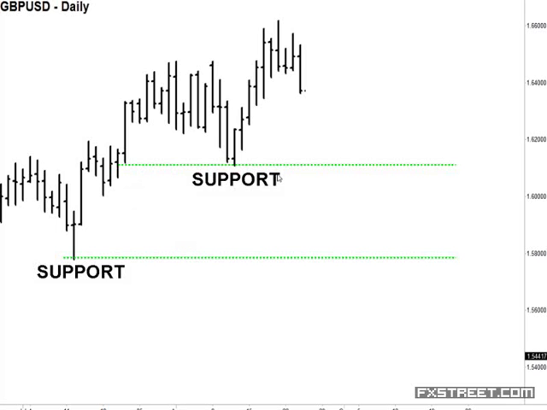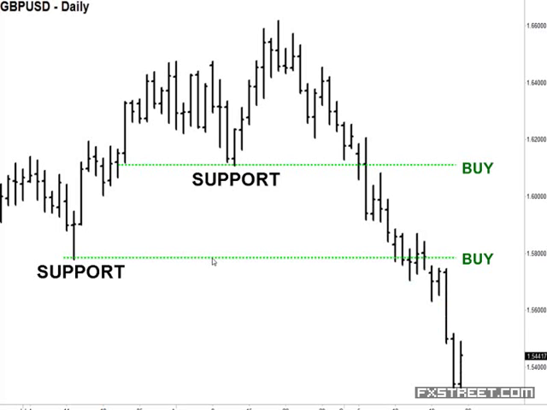So what one would naturally want to do is purchase around support and sell around resistance. So looking at this, we'd wait for the British pound to come down to the support level in order to buy. And as you can see, it didn't work. Well, if that didn't work, then we're going to use the support level. Okay? This is where we're going to actually buy. And as you can see, that didn't work either.